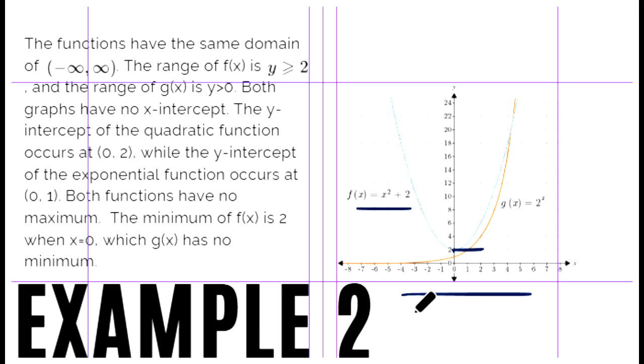And the y-intercept of the exponential function occurs at (0, 1). You can see it's down here. So they don't intersect at the same place on the y-axis. Both functions have no maximum. The minimum of f of x is 2 when x equals 0. So when x equals 0, the minimum for this blue line is 2, while g of x has no minimum, because it just goes on forever. It has that horizontal asymptote.